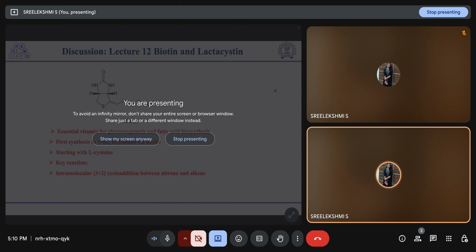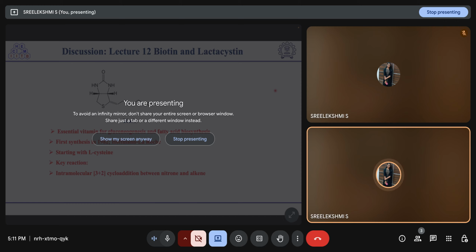Now, the first synthesis of this biotin was reported in 1982 by Hoffmann-La Roche, which was an enantiospecific total synthesis, where they used L-cysteine amino acid as the starting material, and the key reaction was an intramolecular 3+2 cycloaddition reaction between nitrone and alkene.